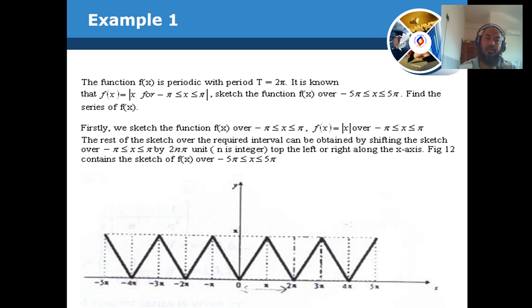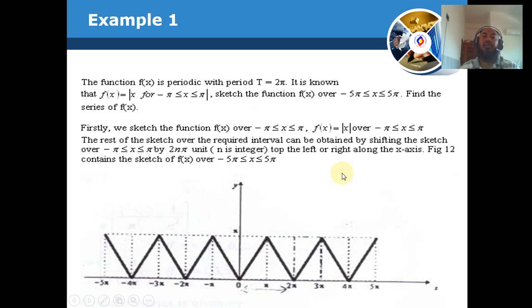Okay, so let us go to example 1. The function f(x) is periodic with period T equal to 2π. It is known that f(x) is equal to |x| for -π until π. Sketch the function f(x) over -5π until 5π. Find the Fourier series of f(x).